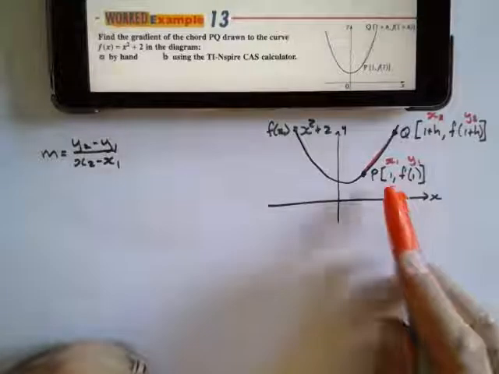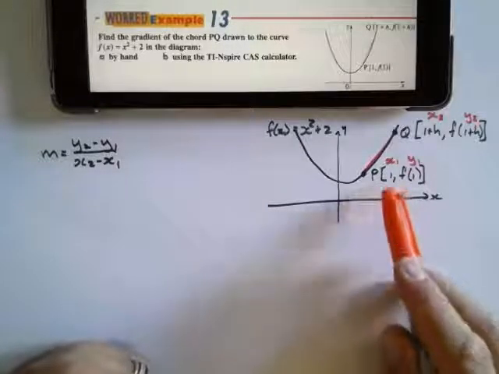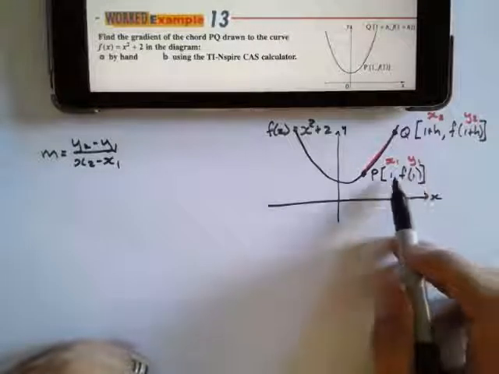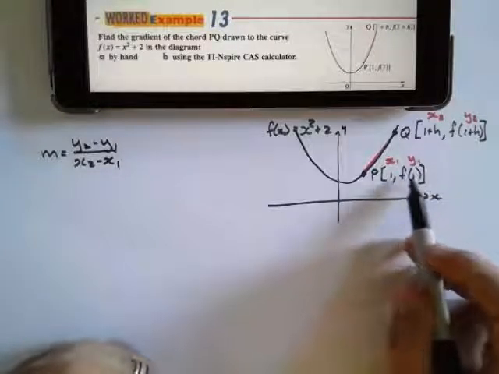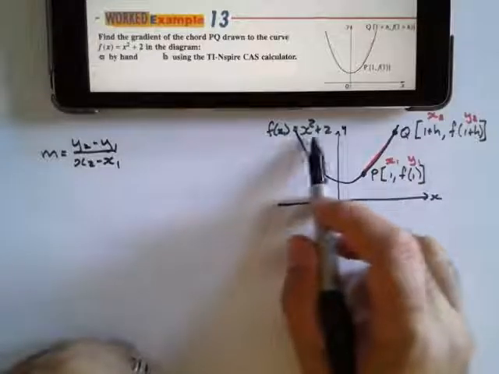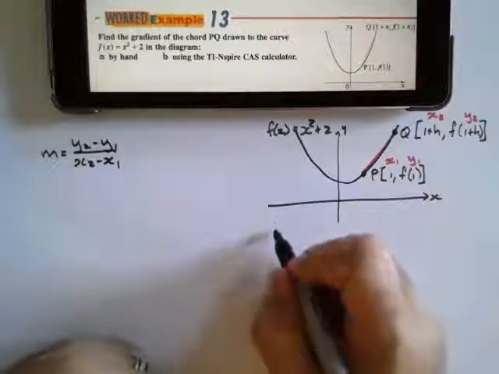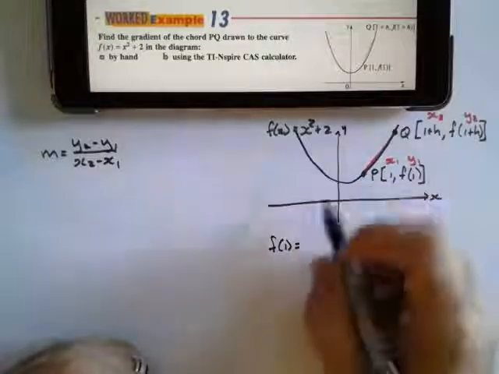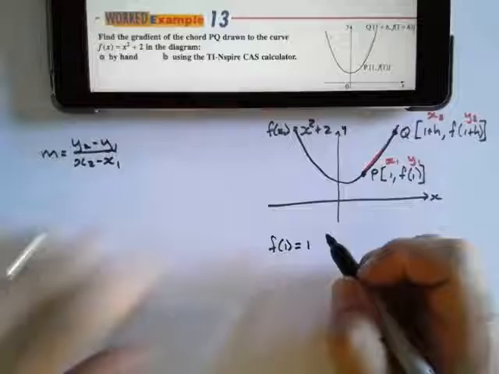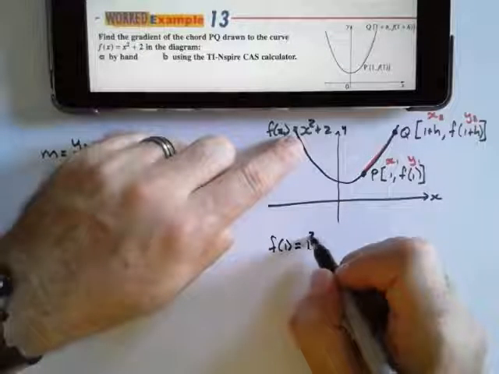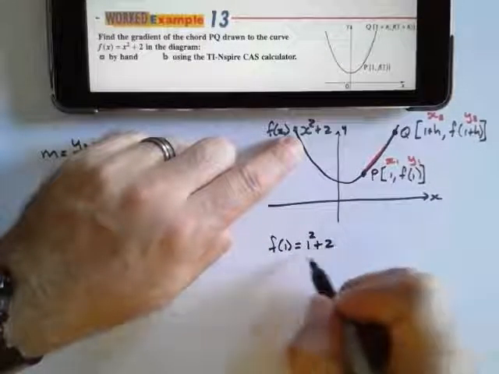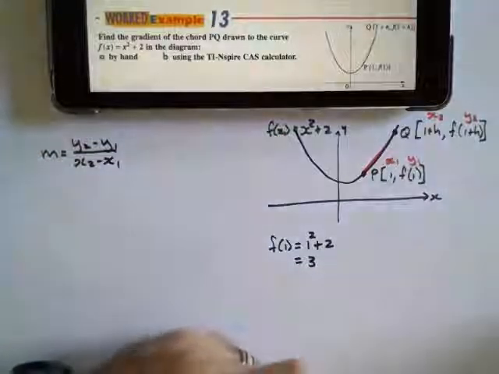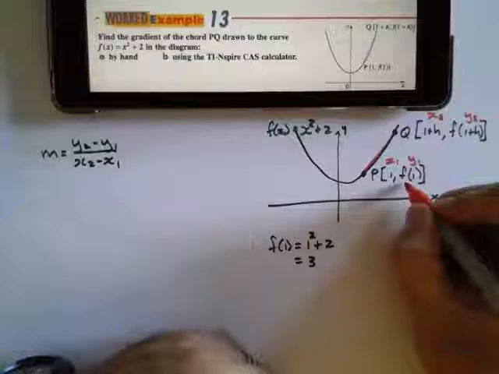The only value we have here is x1. So I want to know what y is when x is 1. To do that, I need to substitute 1 into my equation. So f at 1 equals 1 squared plus 2, wherever there's an x I put a 1, and my answer equals 3. So when x is 1, y is 3.